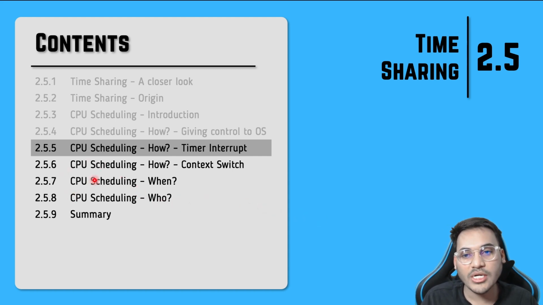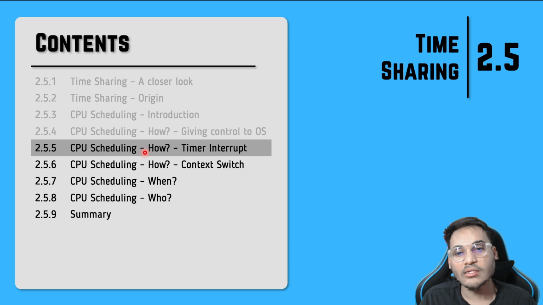So, in CPU scheduling, the operating system allocates, or we can say schedules, the CPU among the multiple processes in the system, right? And in order to understand CPU scheduling, there are several questions that we need to answer. So currently we are focusing on the how part, that is, how is this CPU scheduling implemented? What is the mechanism behind this, right?